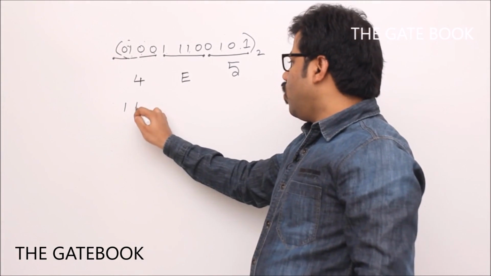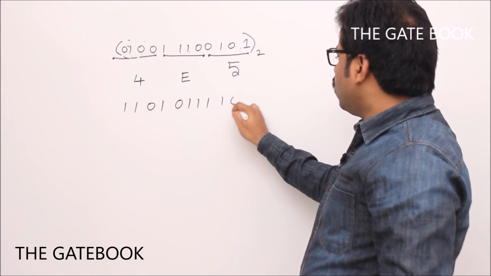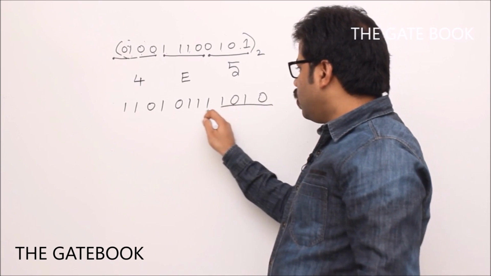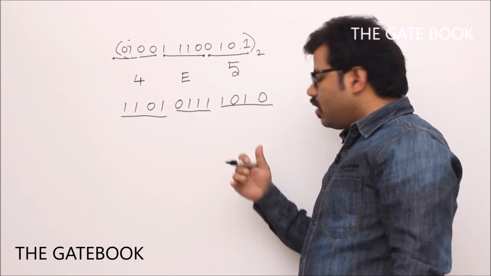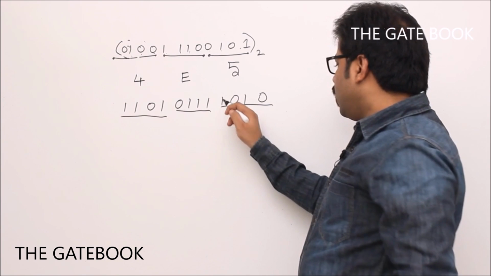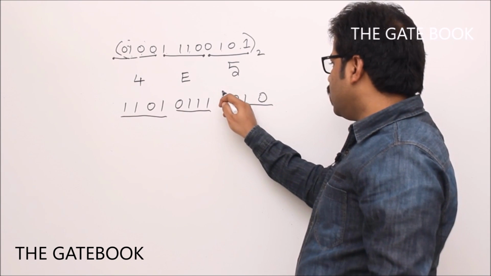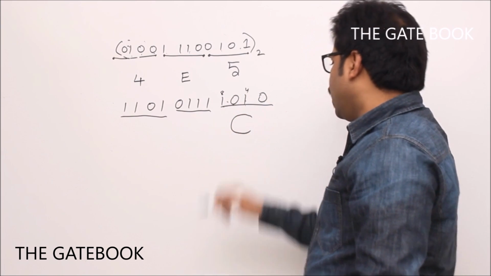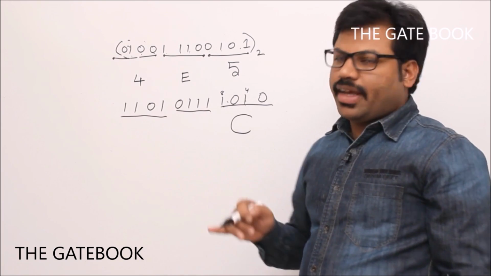One more: 1101, 0111, 1010. Let's convert this group like this: 1, 2, 3. So take each group and convert that separately. So for 1010 in hexadecimal, you should know the decimal value first of all. 2 power 0, 2 power 1, 2 square, 2 cube. This is 8, this is 4. 8 plus 4, 12. 12 in hexadecimal is C. That is the way we have to convert. So this is now to be converted to one hexadecimal digit.